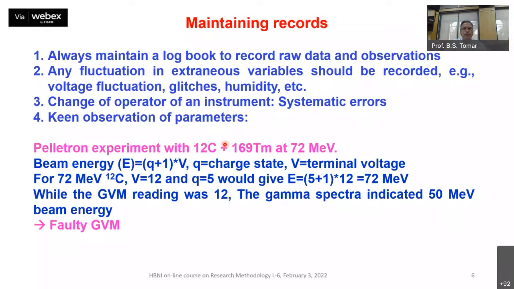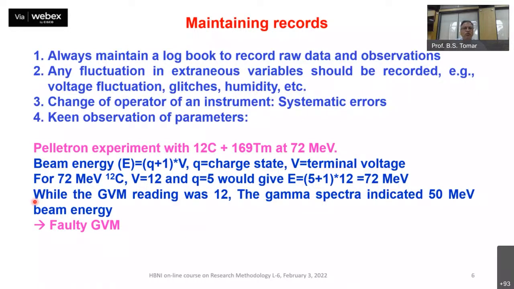From the carbon, we can have 4, 5, 6 plus charge states. Whatever charge state you take, you add 1, because we start with the negative ion. So Q is the charge state, V is the terminal voltage, and you can calculate. If you want 72 MeV, we need a terminal voltage of 12 million volts. Take the 5 plus charge state, and that will give you 72 MeV.